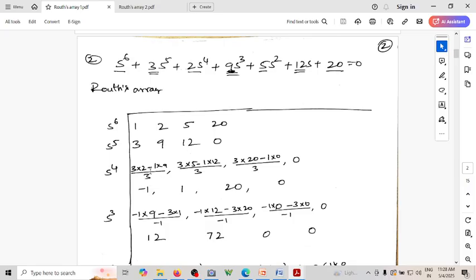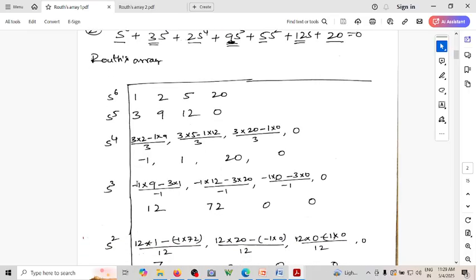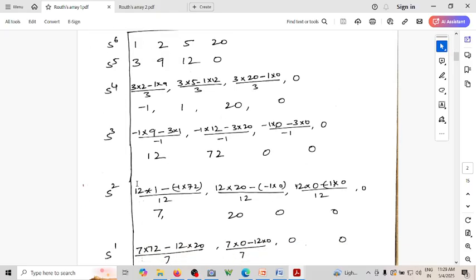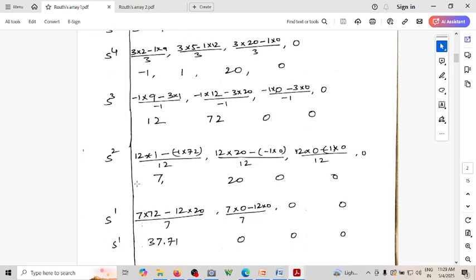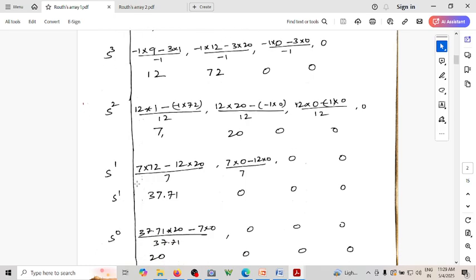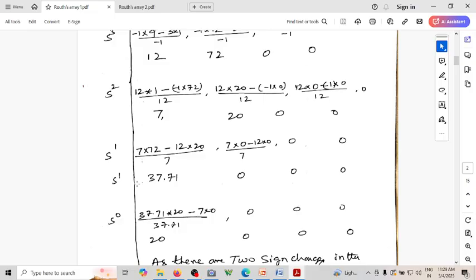Then the subsequent rows, which is nothing but 3 into 6 minus 1 into 9 by 3. Then it is 3 into 5 minus 1 into 12 by 3. It is this. Likewise, you are doing. Of course, you only have to do it once. Okay, this is the Routh array completed. So once the Routh array is completed, you can see this is the completed Routh array.